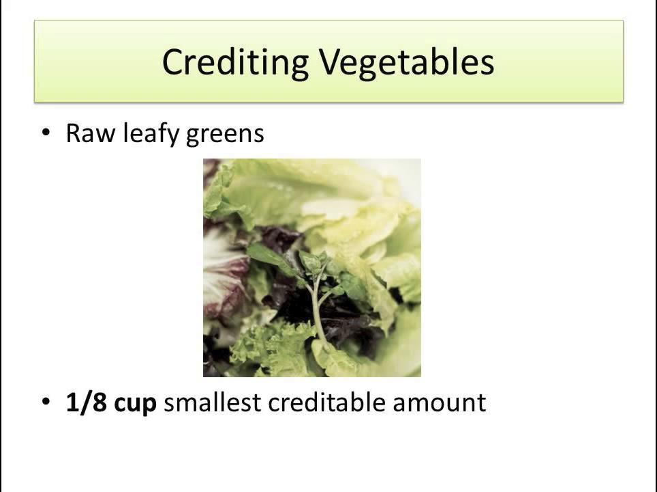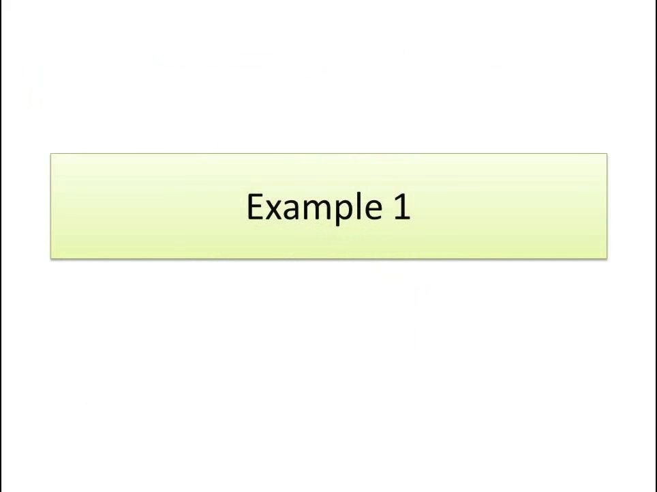Remember that raw leafy greens credit as half of their volume, and 1/8 of a cup of fruit or vegetable is the smallest creditable amount. Now, let's look at example 1.